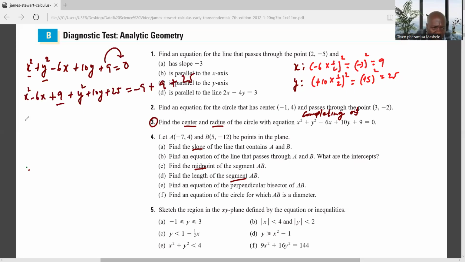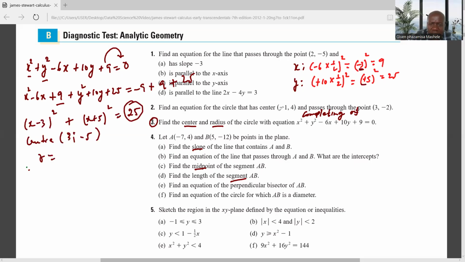So this will give us a squared term here and a squared term there, and this will just give us 25. So the factors are this: you put -3 there, and there you put +5. You see that the center is 3 and -5. And what is the radius? Remember, this r squared is 25, so the radius is 5 units.